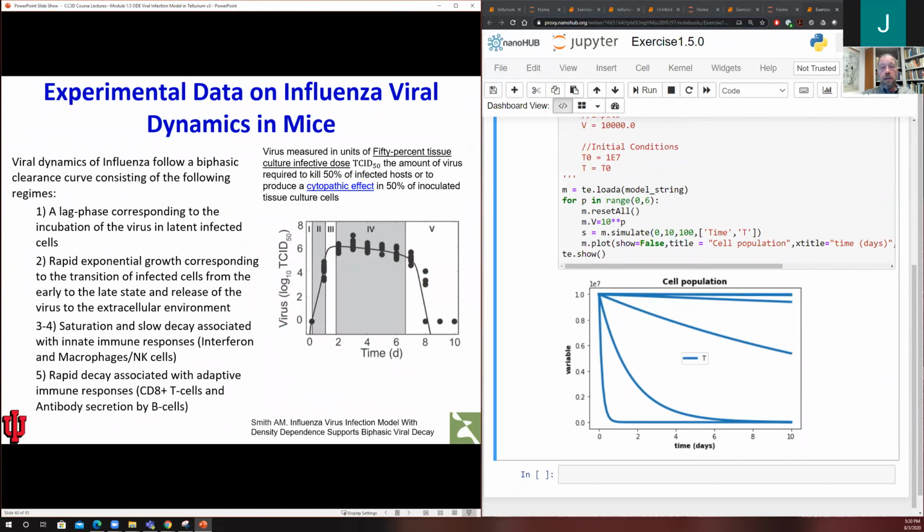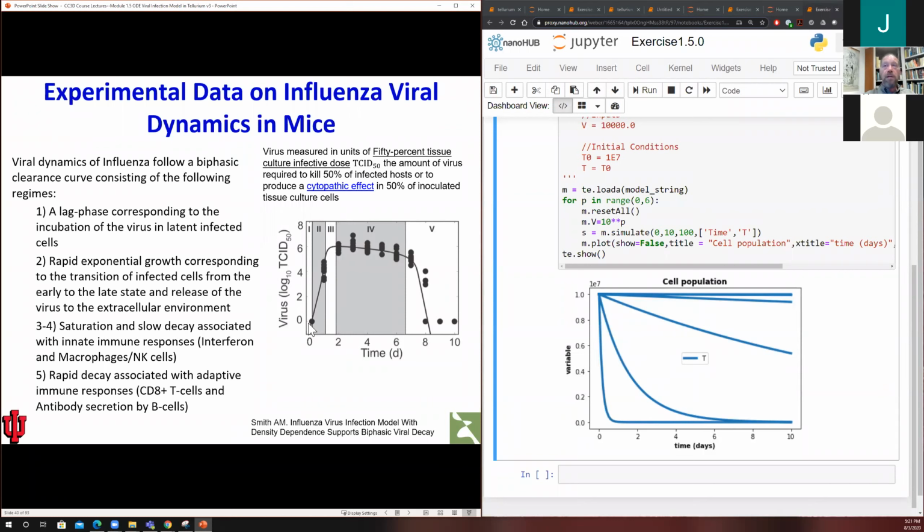And I'm going to be basing all of the simulations I'm going to do today on experiments that were done by Amber Smith. I mentioned her before. She's at the University of Tennessee in Memphis Medical Center. And she has done some very nice, careful experiments on flu infection in mice. She takes her mice, she exposes them to flu, she measures the amount of virus in the mouse as a function of time. And what you see is that there are 1, 2, 3, 4, 5 regimes of viral infection. You could maybe say 6 if you want to be pedantic about it.